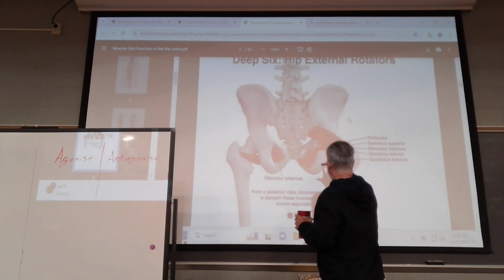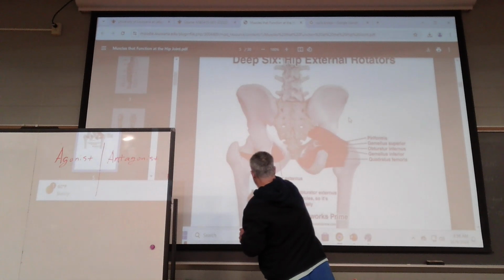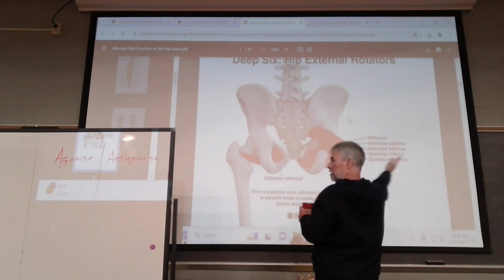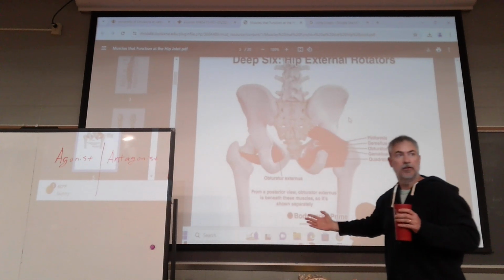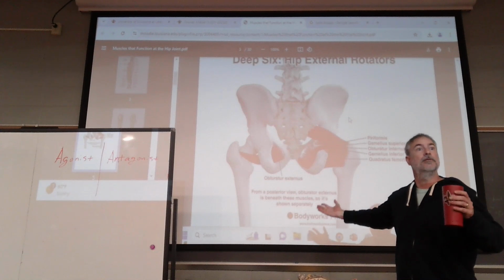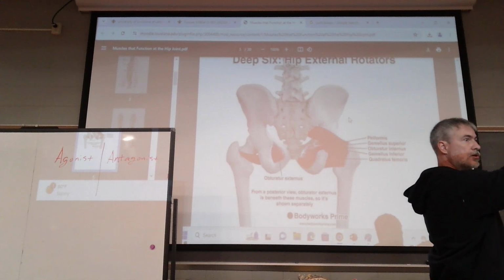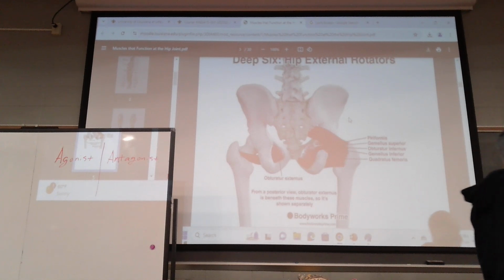Once again, kind of covering it up, the obturator externus is going to have the exact mirror function on the left side as it does the right side. They're mirrors of each other. Doors open, doors close, mirrors of each other.